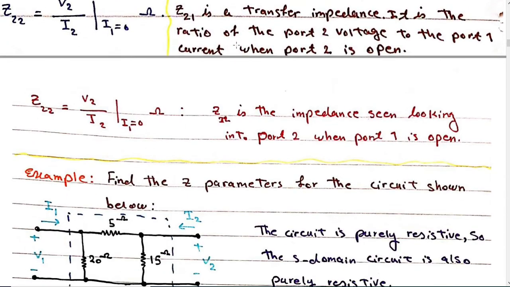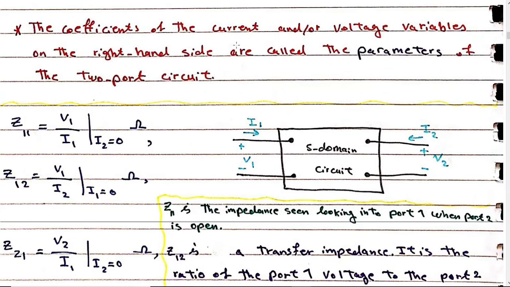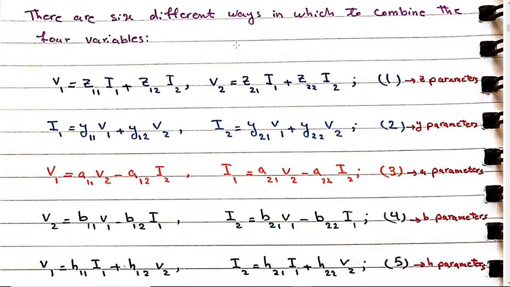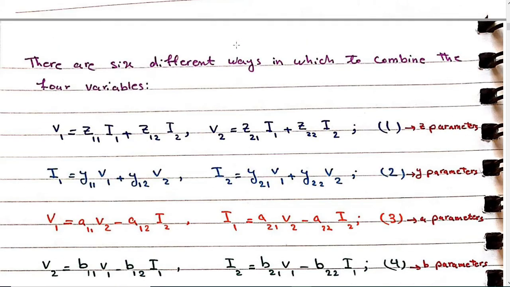Any questions? So this was just an explanation of the Z parameters. We have 4 Z parameters: Z11, Z12, Z21, and Z22.